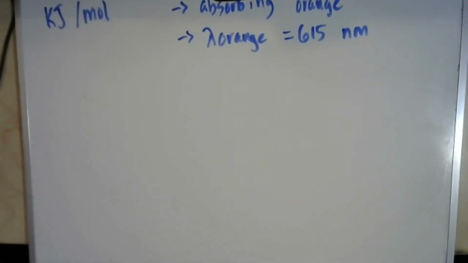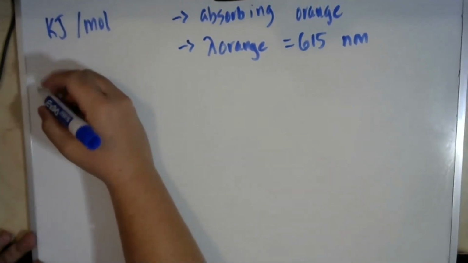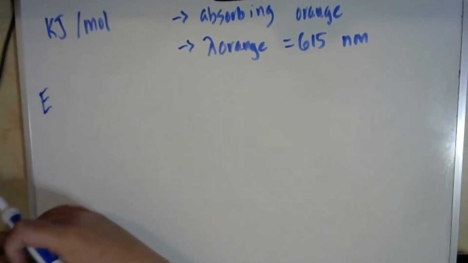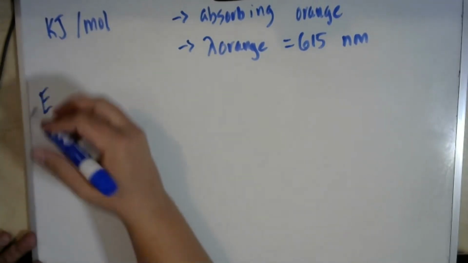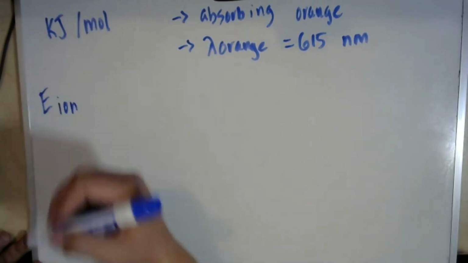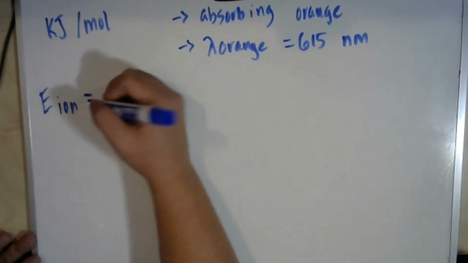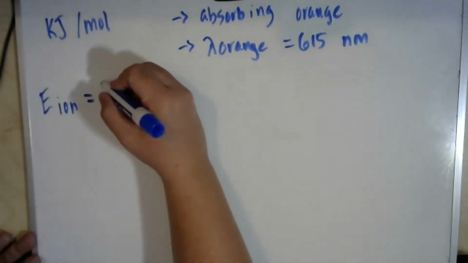We have a formula back from chapter 8 again that allows us to find the energy. In that chapter, we talked about finding the energy of a photon. In this case, we're going to rename it, but it's the same idea. We're going to call it the energy of an ion, and the energy of an ion is going to be equal to hc divided by wavelength.